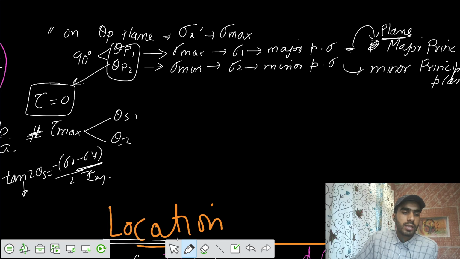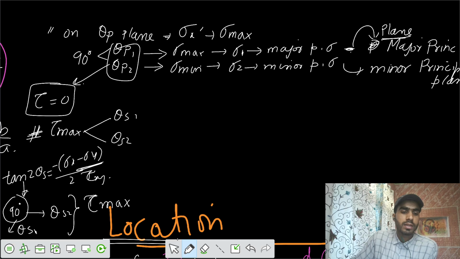They are separated by 90 degrees. Say one is theta s1, next one is theta s2. They are separated by 90 degree angle. But the thing is, both will have the same tau max. Both have the same value of tau max, and both have the same value of normal stress acting.